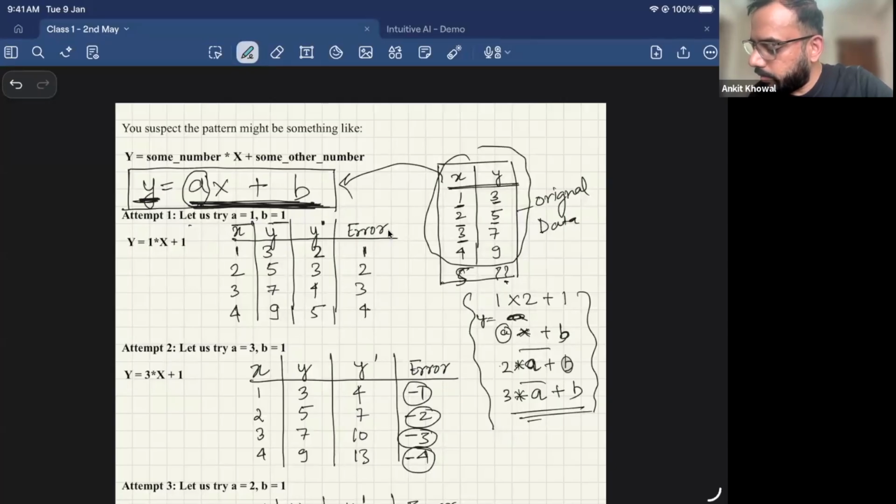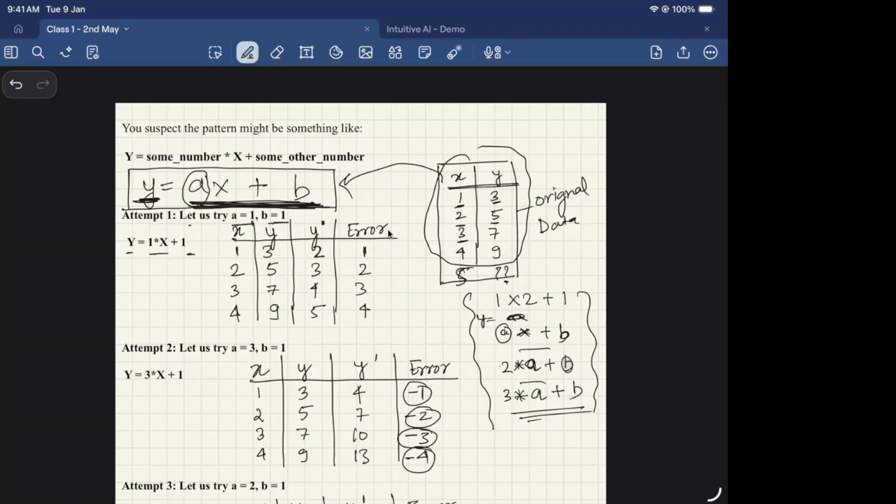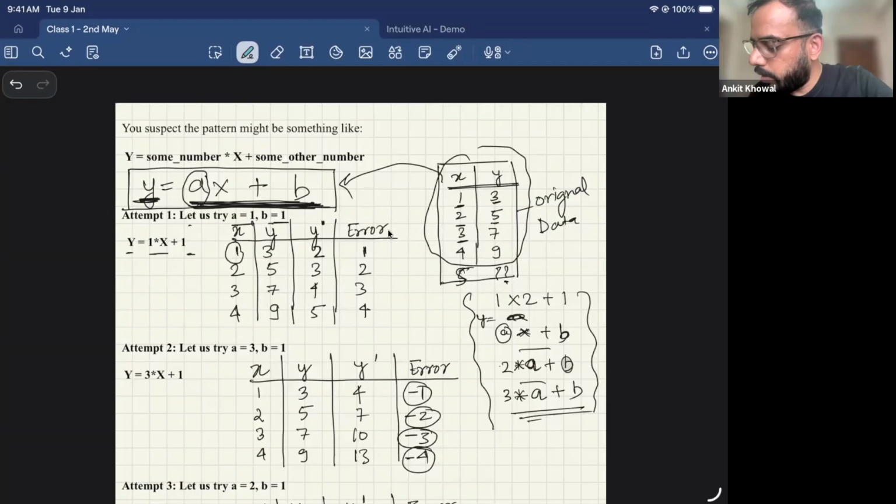So what will the equation become? Y will be 1x plus 1, right? So if I put it in this data, what will it look like? 1 is the input, 1 into 1 plus 1. So the predicted output is 2. But I see that the output was 3, and I'm predicting it as 2, right?